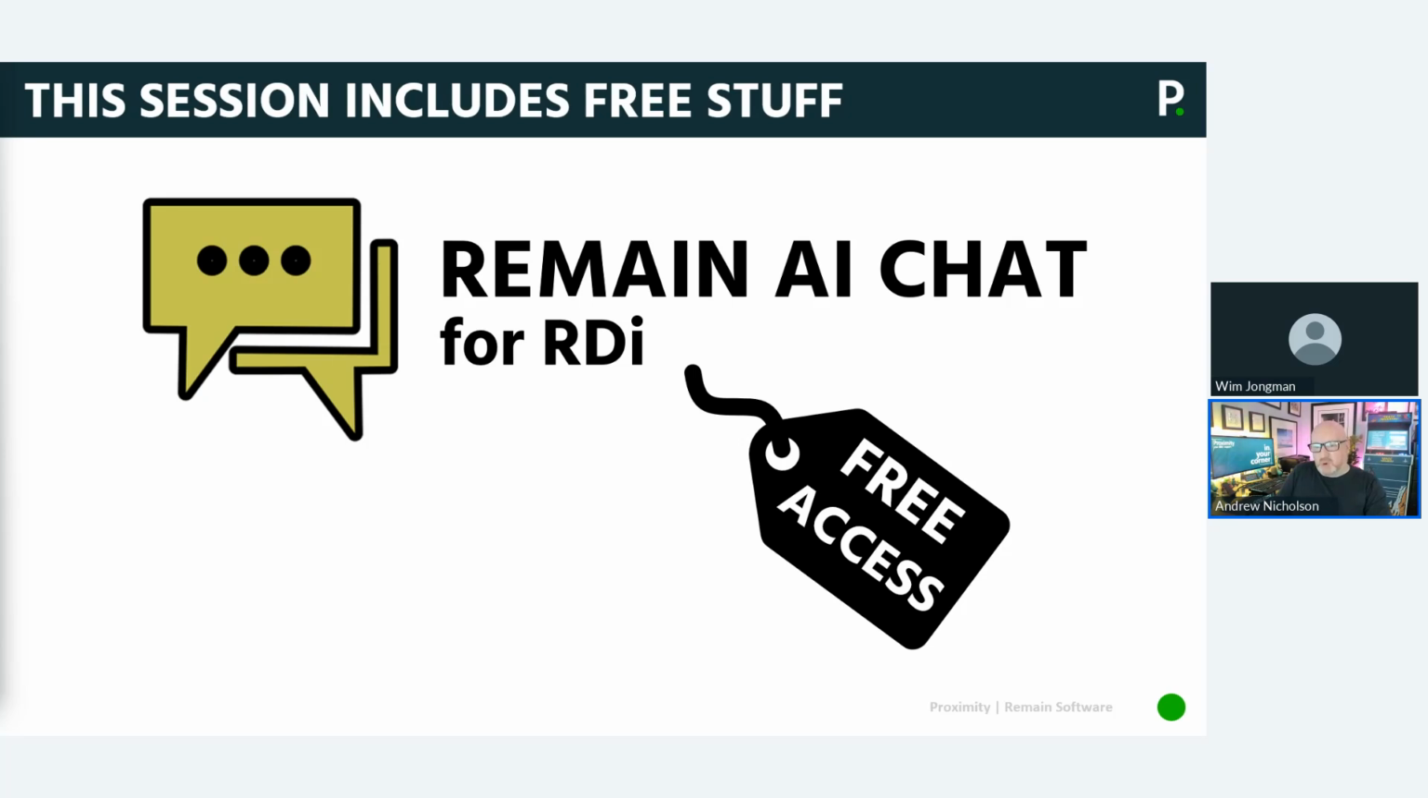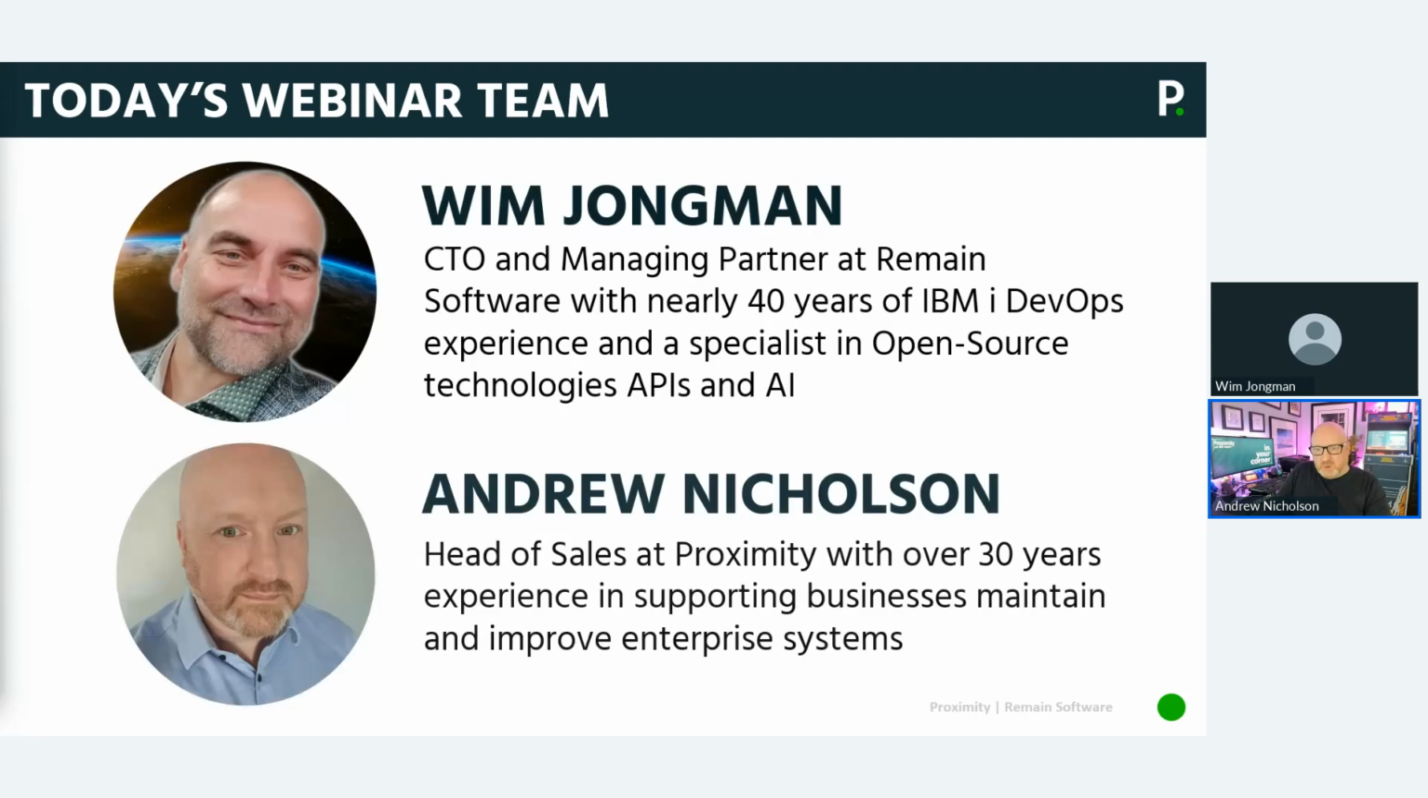Now, this is all good stuff, but who's on the webinar today? Well, it's me. I'm Andrew Nicholson, and I'll let Wim introduce himself properly as I pass over to him in a couple of minutes' time. But my name is Andrew Nicholson. I'm the head of sales here at Proximity. I've got about 30 years of experience in the IBM marketplace now, and welcome you to this webinar.